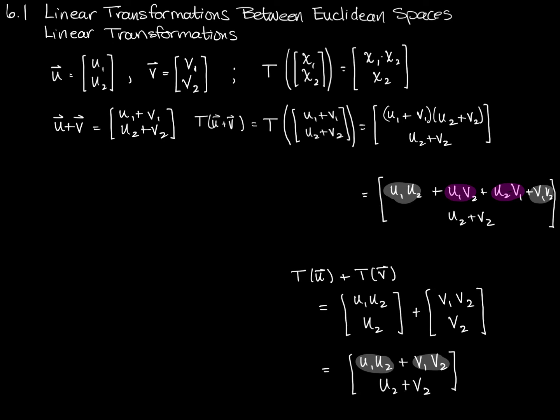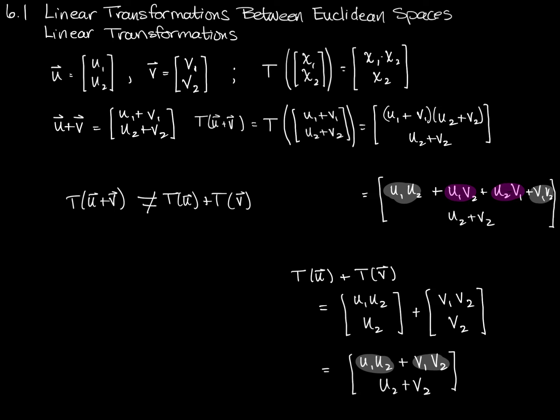And there's no way to get rid of them here. So that means that the transformation of U plus V and the transformation of U plus the transformation of V are not equal. And that, in turn, means that this transformation is not a linear transformation. It's still a transformation, but it's not linear.